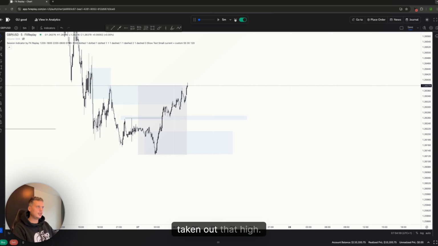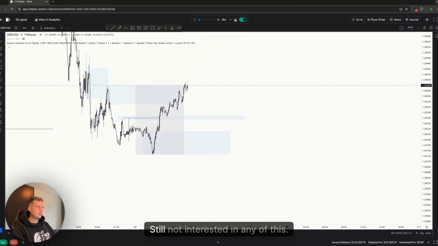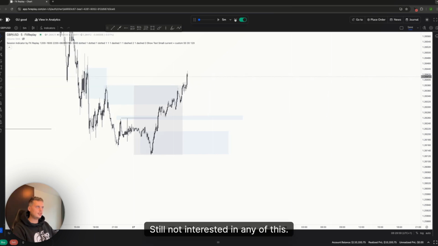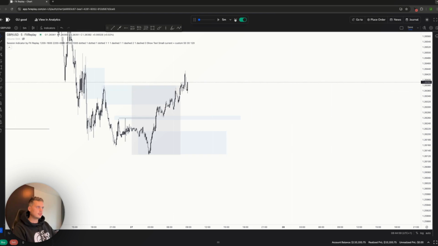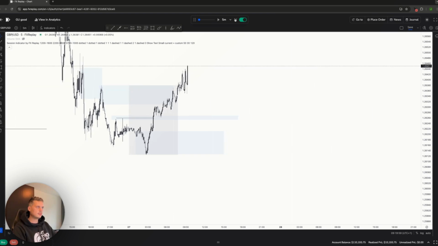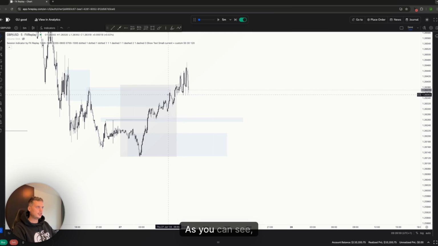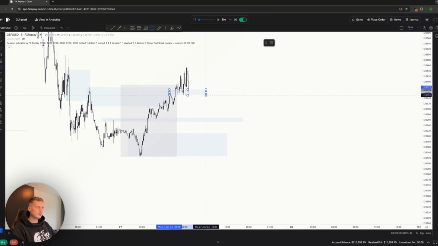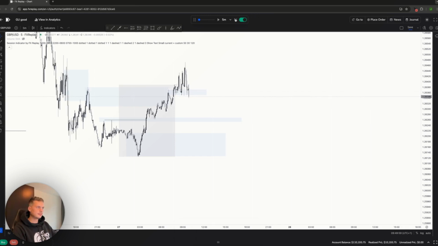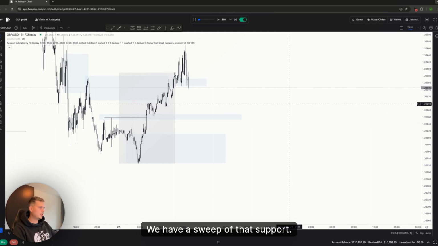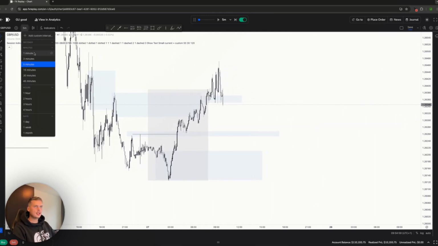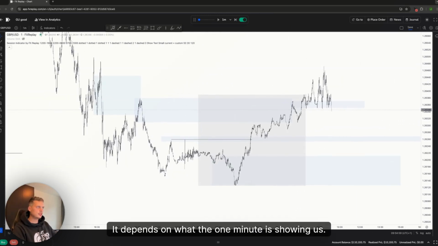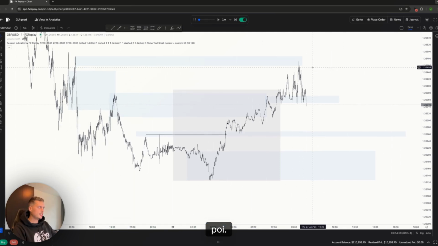All right, taking out that high. Still not interested in any of this. As you can see, we're creating a major support area over here, inducing buyers. We have a sweep of that support. We could see, it depends on what the 1 minute is showing us. Look, we could see sellers getting induced from the last POI, right?